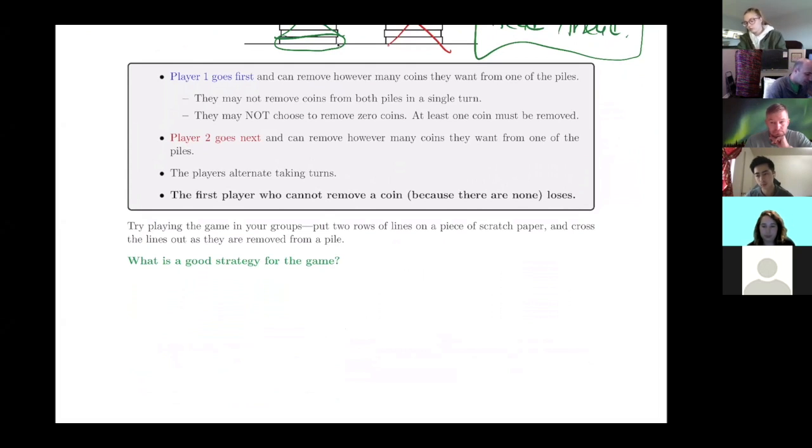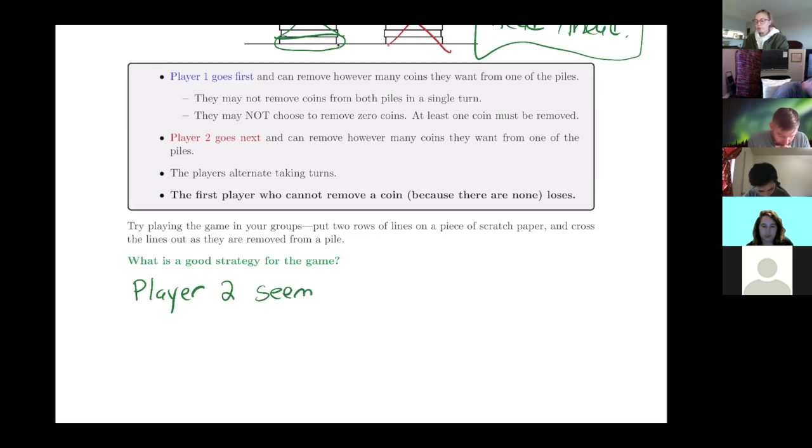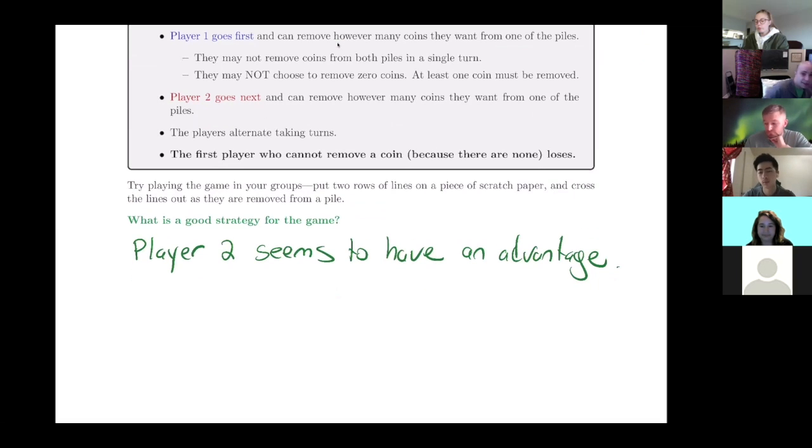Okay, I didn't get a chance to chat with you guys, but that seems to line up with the rooms that Lindsay and I checked with. Does anyone have a differing opinion? And in fact, if player 2 plays the right strategy, they'll be guaranteed to win every single time. So the question is, what is player 2's strategy?